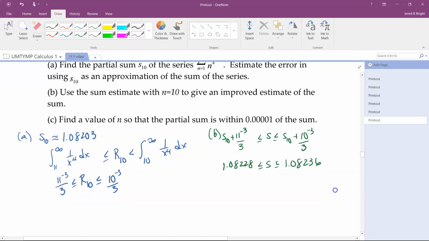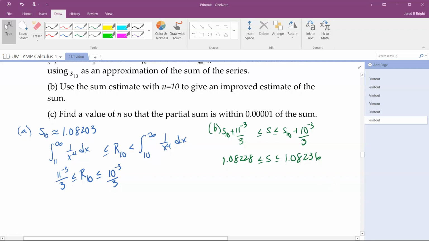Okay. For part C, we want to find the value of n so that the partial sum is within that. Now this one is actually the more interesting question. What you want to do is say that the difference between the sum and the partial sum, we want to find the value of n where it is less than 10 to the minus 5th. So S minus Sn, that's the remainder, right? Less than 10 to the minus 5.